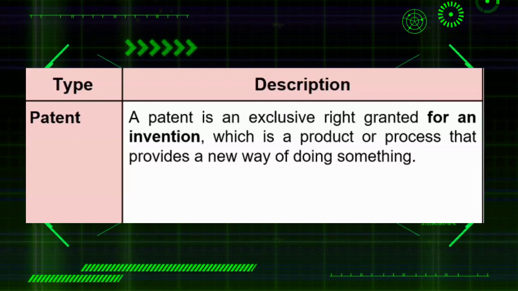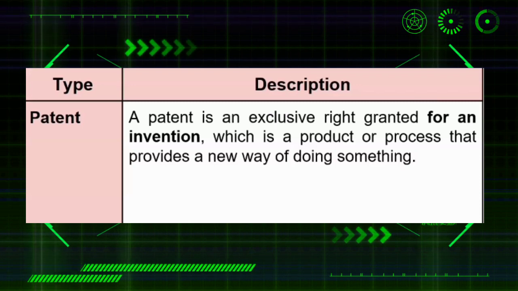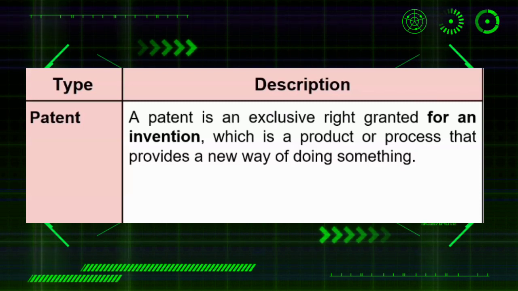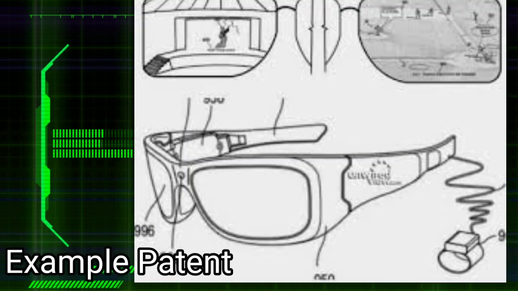Second type is patent. A patent is an exclusive right granted for an invention, which is a product or process that provides a new way of doing something. Example for patents.